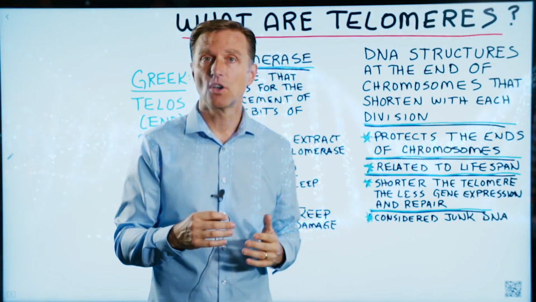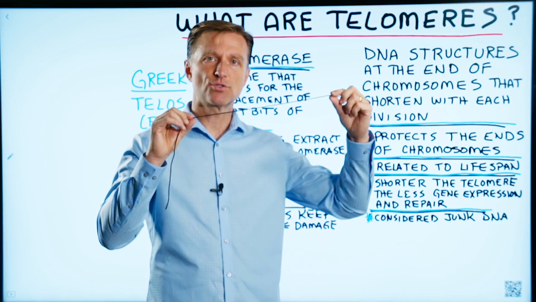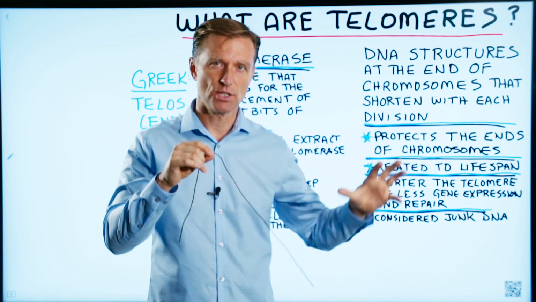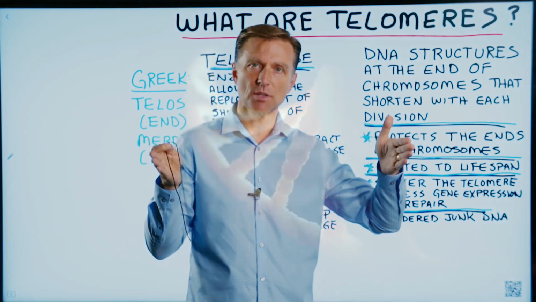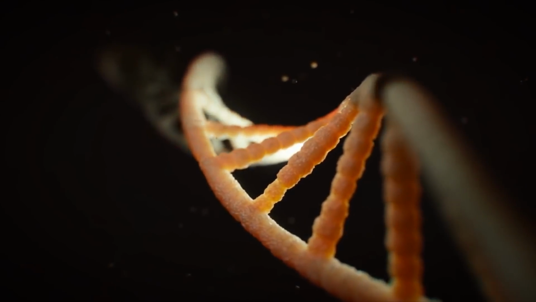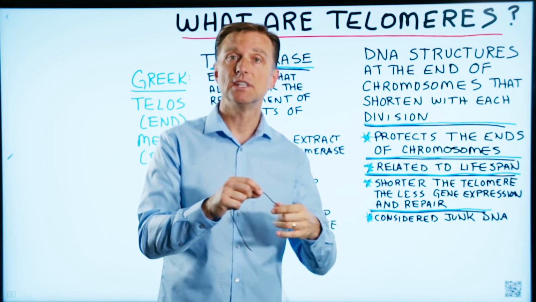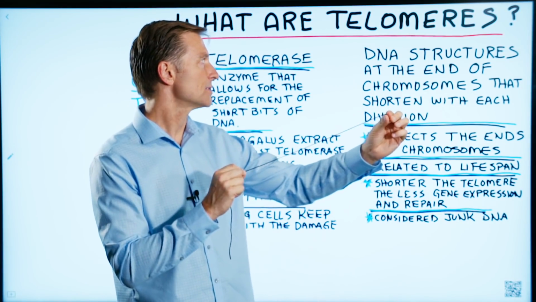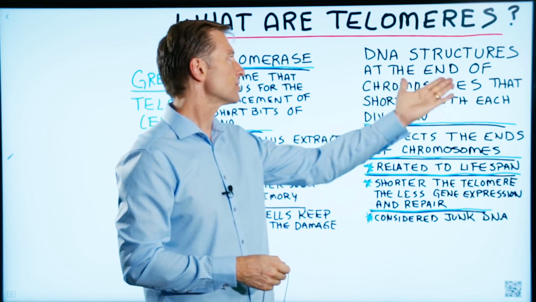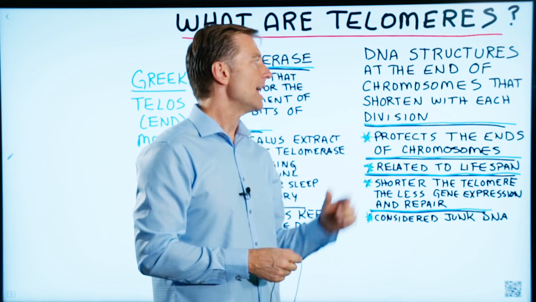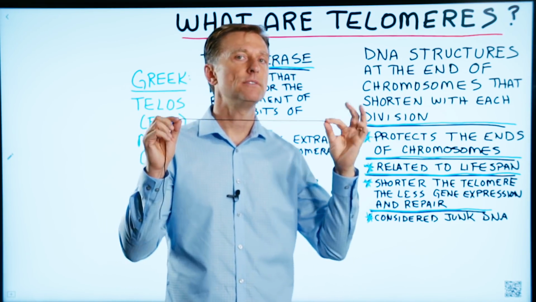You can look at a chromosome as the entire DNA strand, okay, with everything connected to it. So you have the DNA, which is the blueprints, and basically DNA are sections of genes, but the entire collective chain of DNA is the chromosome. So a telomere is basically a DNA structure at the end of chromosomes that shortens with each division.